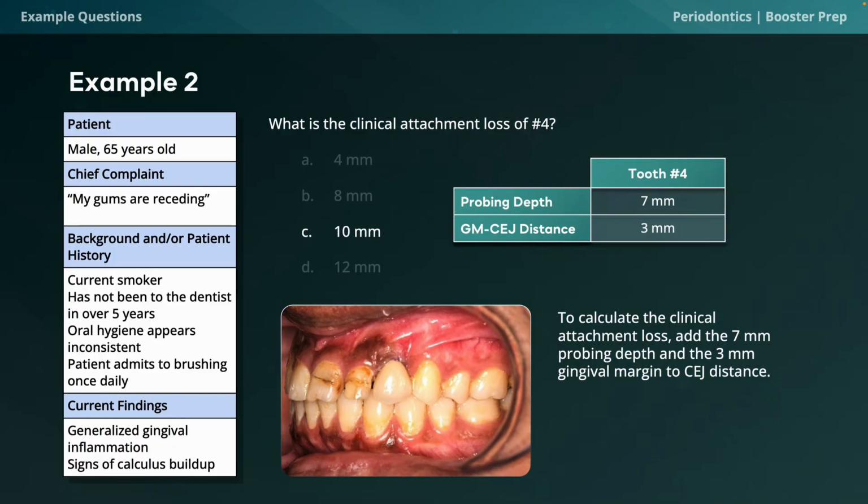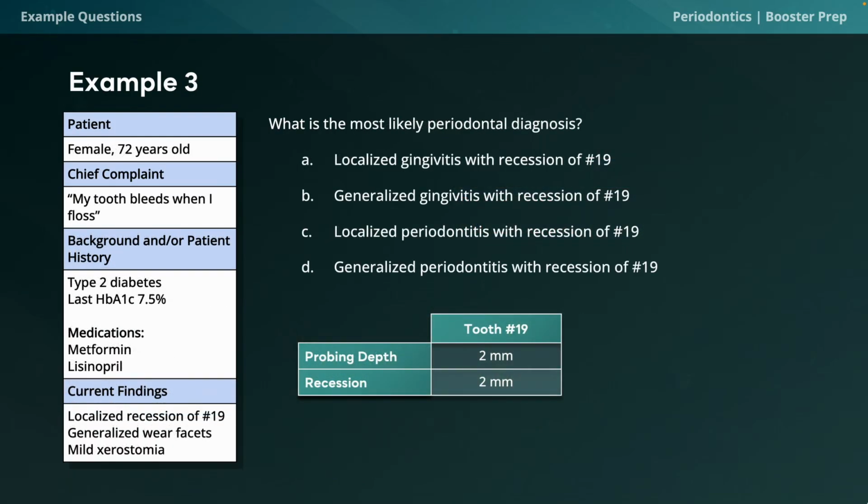Now, as a reminder, guys, the gingival margin to CEJ distance may be a negative number on your exam. If you have that, you still just add the numbers together to get your answer. Simple as that. All right, next question.